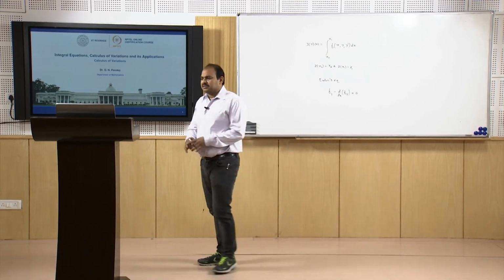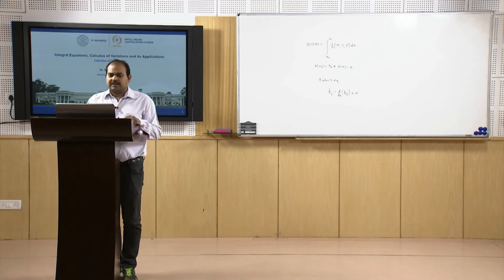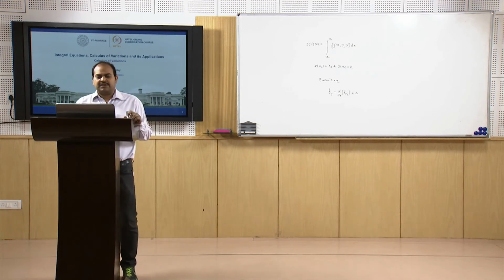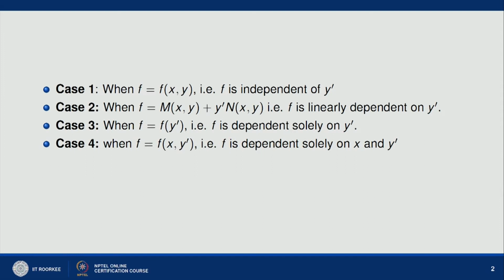In fact, we have discussed the following cases. If you look at case 1, when function f is equal to f of x, y, it means that f is independent of y dash, and in this case Euler's equation reduces to a simple finite equation, that is, the derivative of f with respect to y is equal to 0. We have seen that in general it may not have a solution, but if the finite equation which we have obtained passes through the boundary points, then it will have infinitely many solutions.